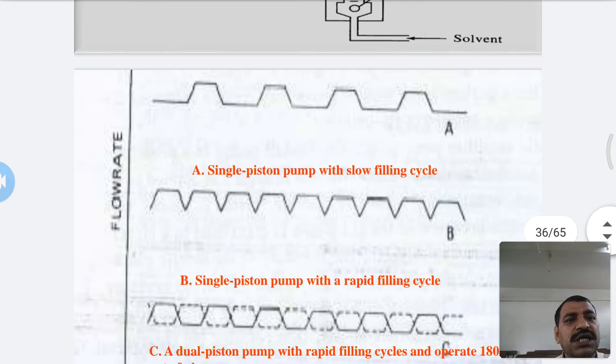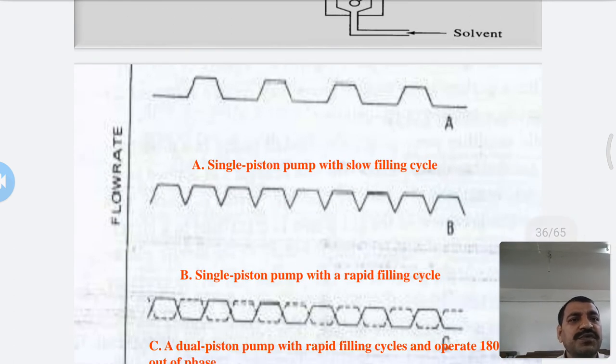Okay, there are two: the single piston pump with a slow filling cycle, represented by the A line, and second is the B line, the single piston pump with a rapid filling cycle. So at that time, the speed of the mobile phase in the first, the single piston pump with a slow filling cycle, is a slow rate.